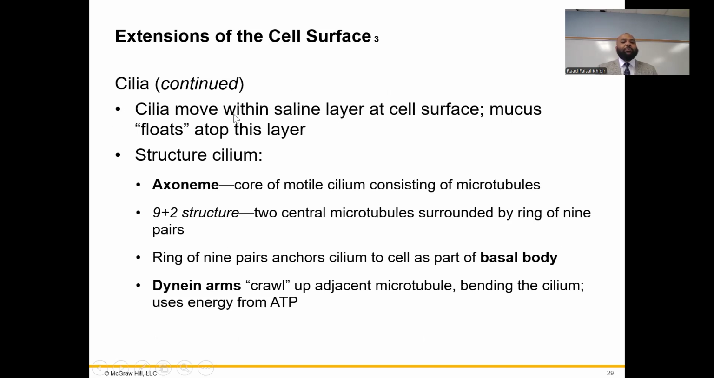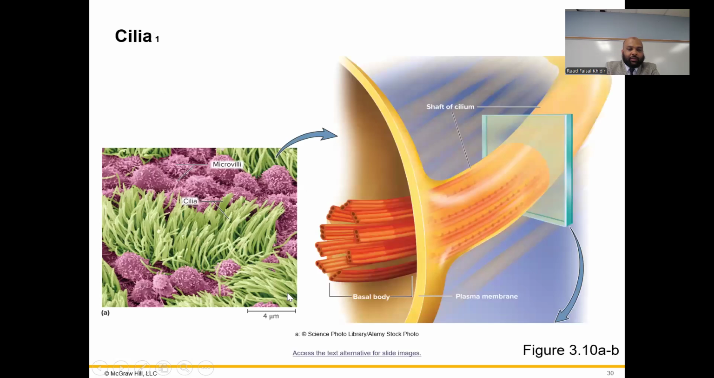So the mucus floats atop this layer, and the structure is known as the cilium, and the axoneme is the core of the motile cilium consisting of microtubules. The axoneme is a 9 plus 2 structure, so there are always 2 central microtubules surrounded by a ring of 9 pairs. So the ring of 9 pairs anchors the cilium to the cell as part of the basal body. And the dynein arms crawl up adjacent microtubules, bending the cilium using the energy of ATP.